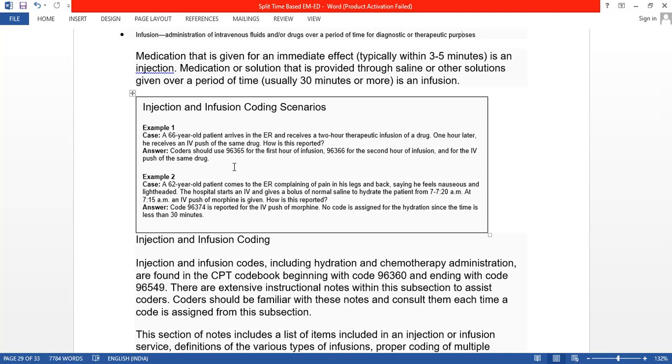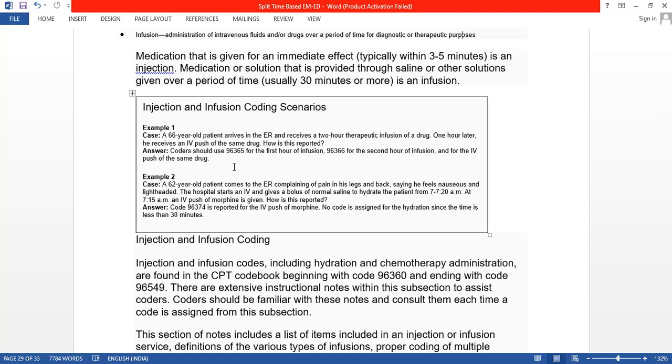Then here we also have to code the IV push, right? The CPT starts at 96374, but this is the initial, so two initials cannot go together. So to code the IV push in this scenario, we have to code 96375. So what will be the final CPT? 96365, 96366 and 96375, right? Rather than coding another initial for the push, we will code the add-on.